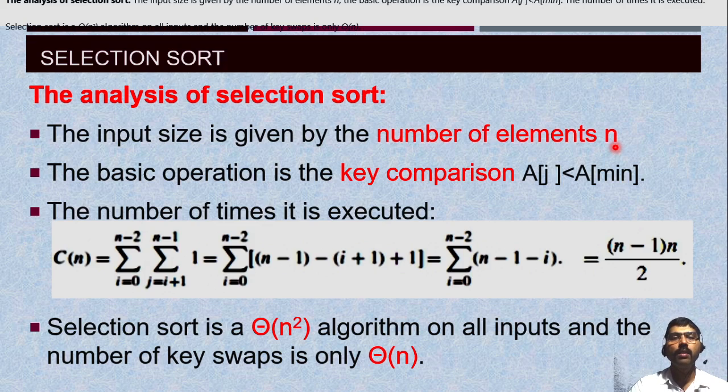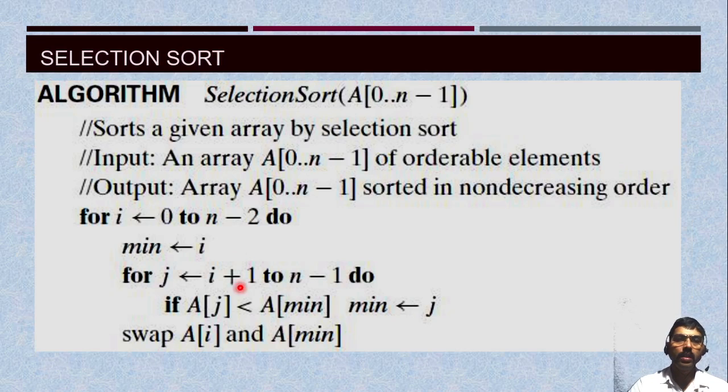In the second step, we have to identify the basic operation of the algorithm. If you look at this algorithm, this comparison will be done the most number of times. It is executed by this loop. So this comparison operation is the basic operation. It's a time consuming process. That is nothing but a of j is less than a of minimum.